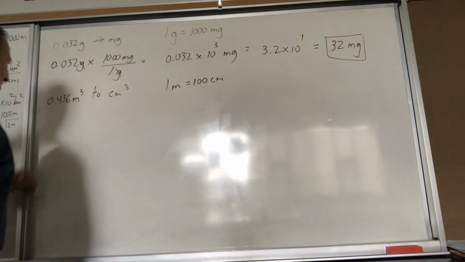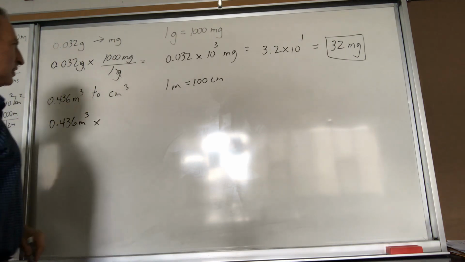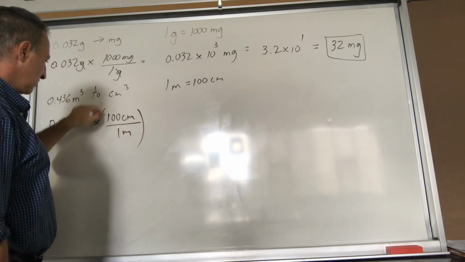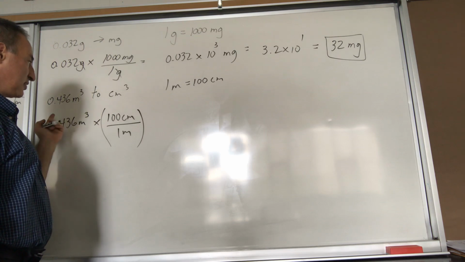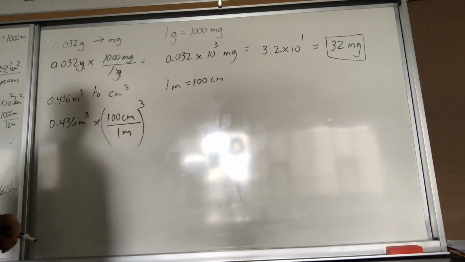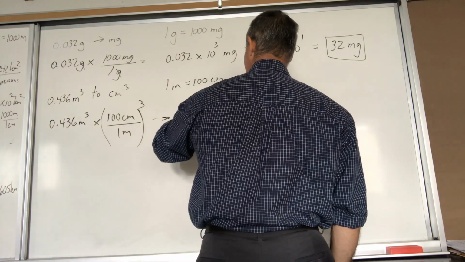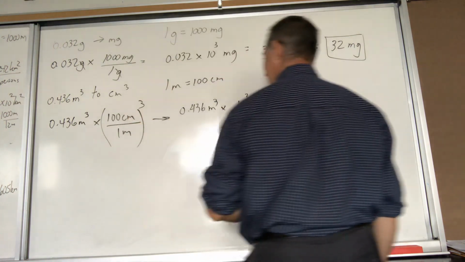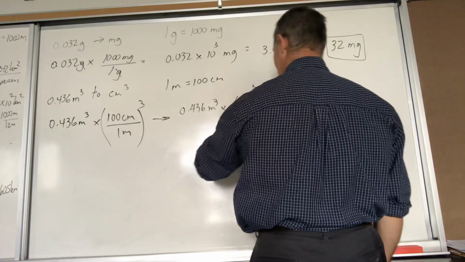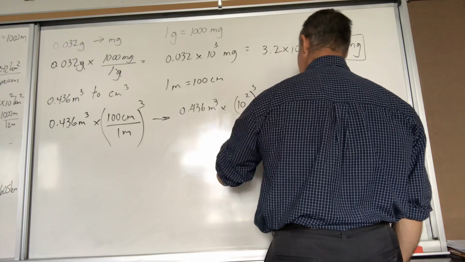If you know that, then you can start by saying 0.436 meters cubed times 100 centimeters per 1 meter. Because it's in 3 dimensions, it's a volume measurement, so you have to convert it by raising your conversion factor to the power of 3 as well. That can be turned into 0.436 meters cubed times 10 to the power of 2, which is another way of saying 100 centimeters. Oh, and I have to raise that to the power of 3 because I'm distributing my power of 3. Centimeters cubed per 1 cubed, which is still going to be 1 meter cubed.